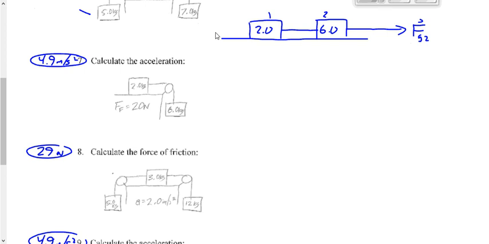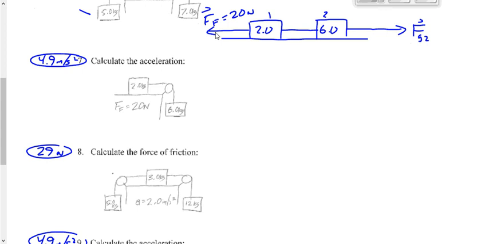Now, we also have a force of friction acting here. Which way is friction acting? It doesn't tell us. Yeah, it's going to act to the left. It's acting directly on the 2 kilogram object, but it doesn't really matter where I label it. It's 20 newtons to the left.